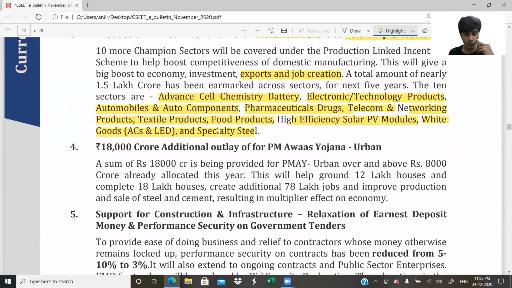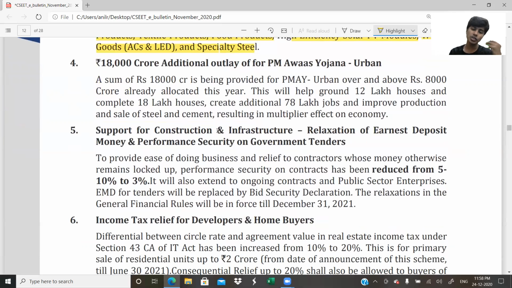So let me now take you to the fourth one. 18,000 crores additional outlay to PM Awas Yojana. What exactly do you know about PM Awas Yojana?